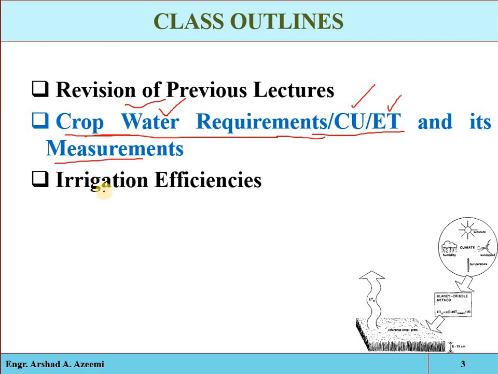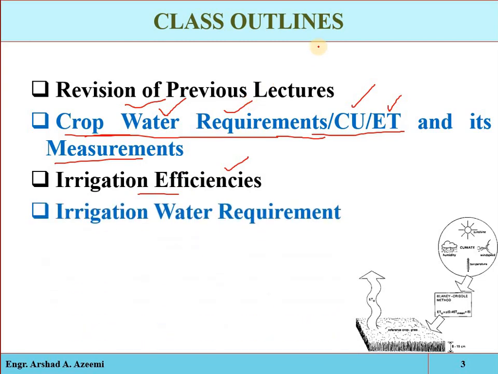Then we will have the irrigation efficiencies. Basically crop water requirement is the actual utilization of water by the plants. So we have different types of efficiencies, for example the storage efficiency, the application efficiency, the conveyance efficiency. When these efficiencies are accounted into the crop water requirement, you will get the irrigation water requirement.